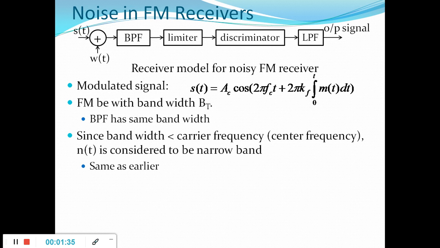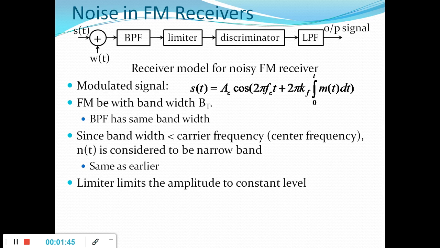Since the bandwidth will be much smaller than the carrier frequency fc, the noise at the output of the band pass filter is called the narrowband noise. The limiter limits the amplitude to a constant level if any spurious amplitude variations are present. The discriminator demodulates the signal followed by the low pass filter.